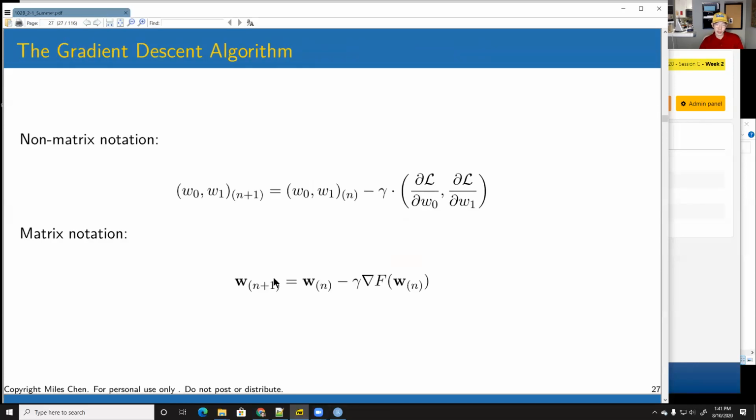All right, and so the gradient descent algorithm will look like this. In matrix notation, it's our current value of W minus gamma times nabla F of W. Or we can take our current values of W0, W1 at time n minus gamma times the vector of partial derivatives, partial with respect to W0, partial with respect to W1. So this is what we have here.